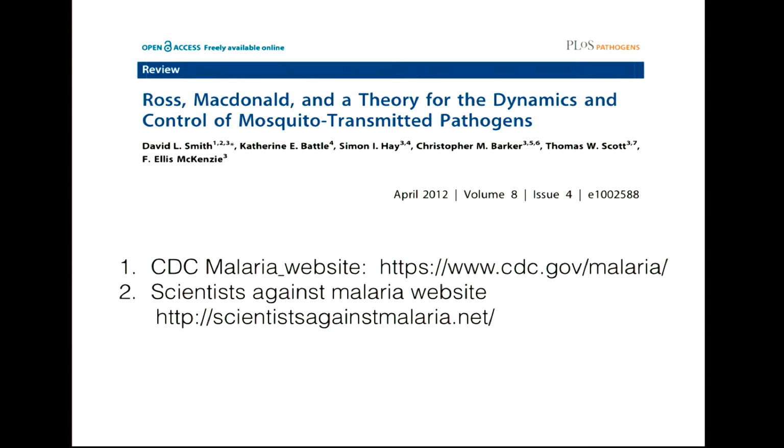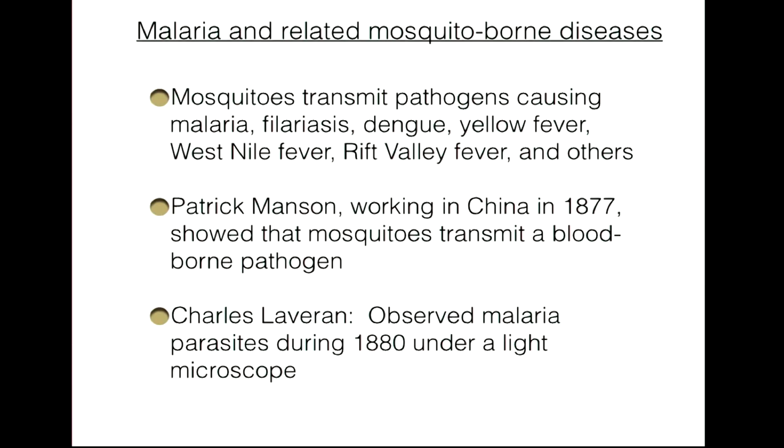So much of what I will talk about, at least historically, comes from this nice paper called Ross-Macdonald and a Theory for the Dynamics and Control of Mosquito-Transmitted Pathogens, which appeared a few years ago in PLOS Pathogens. The material on malaria is very easy to find. A standard resource is the CDC malaria website over here, as well as the Scientists Against Malaria website here. So if you do want more information to check that what I've told you is correct, you can go back to these references and check.